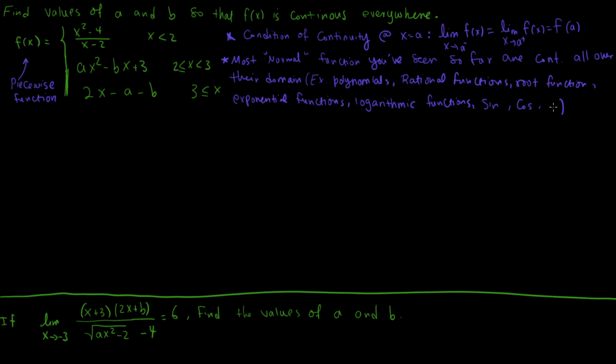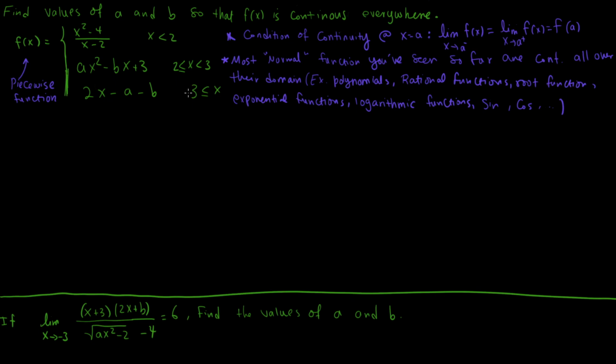So what that means for us here is that to check for continuity everywhere, the only places we really need to check are these places where the algebraic expression of the function changes. So, for example, in our function, the places that the function has a sudden change of expression is at x equal 2 and at x equal 3. Right? At x equal 2, it jumps from the first to the second. At x equal 3, it jumps from the second to the third.